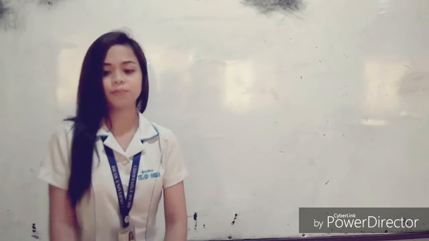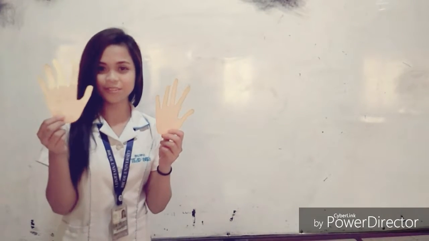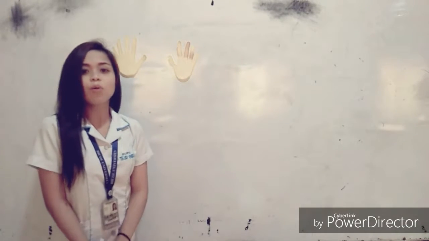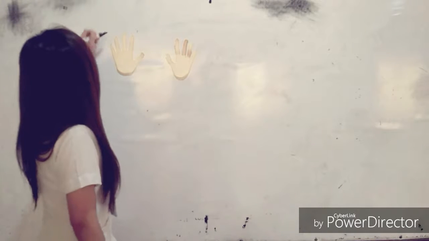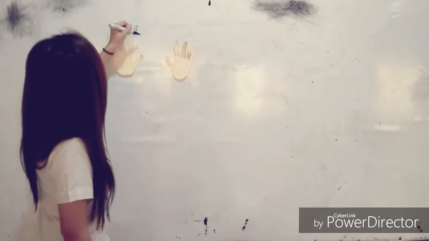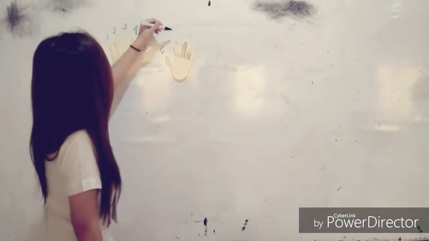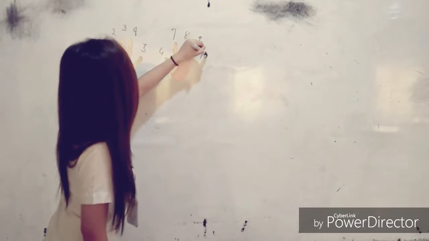This will be our model. Our hands. Do you have hands? Of course you have. Now, we will label them from 1 to 10. Let's start. 1, 2, 3, 4, 5, 6, 7, 8, 9, and 10.